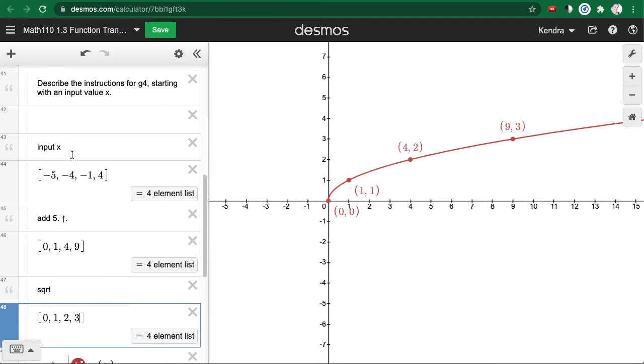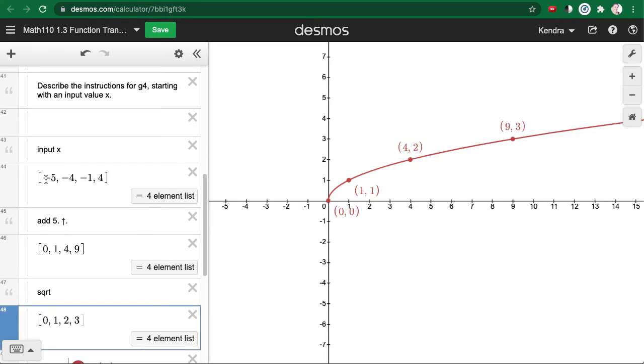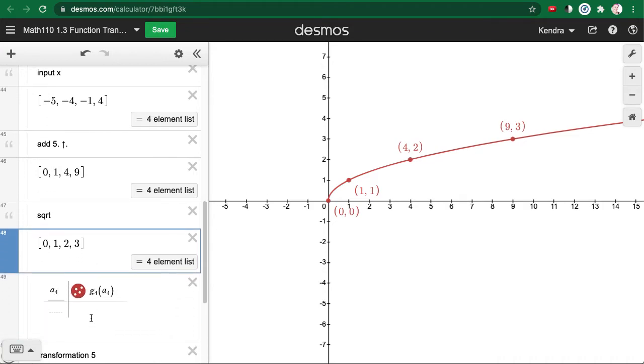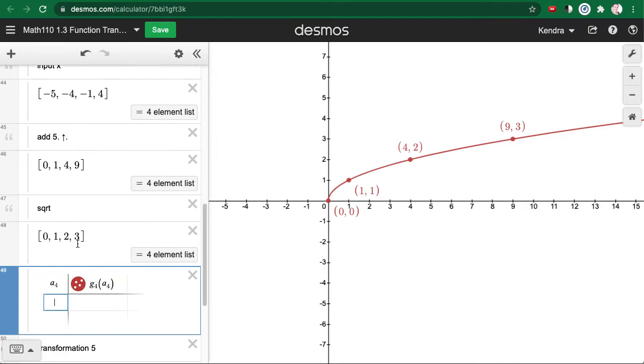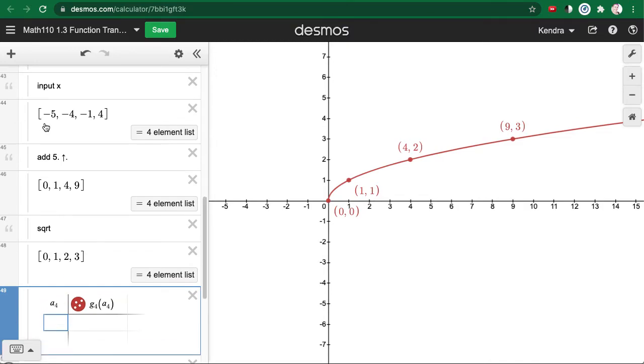So this says in this function, with an input value of these, I get an output value of these. So let's double check, let the calculator calculate my outputs with that function. It's called G4, right? Yep. And so I'm going to input -5, -4, -1, and 4 into that function.